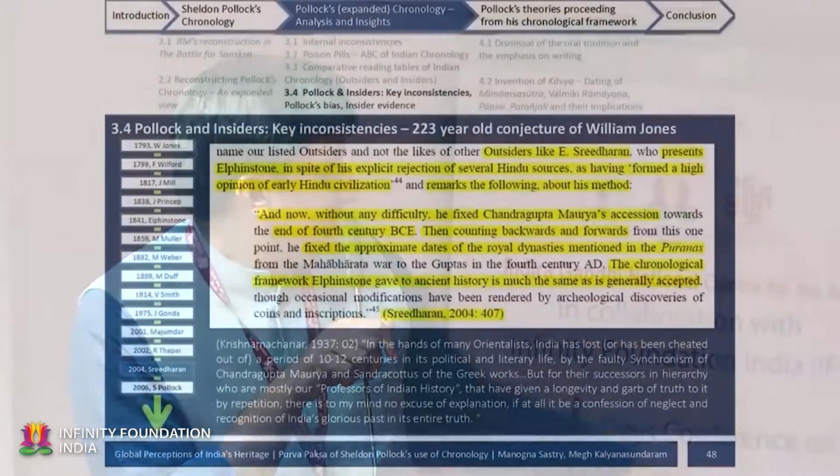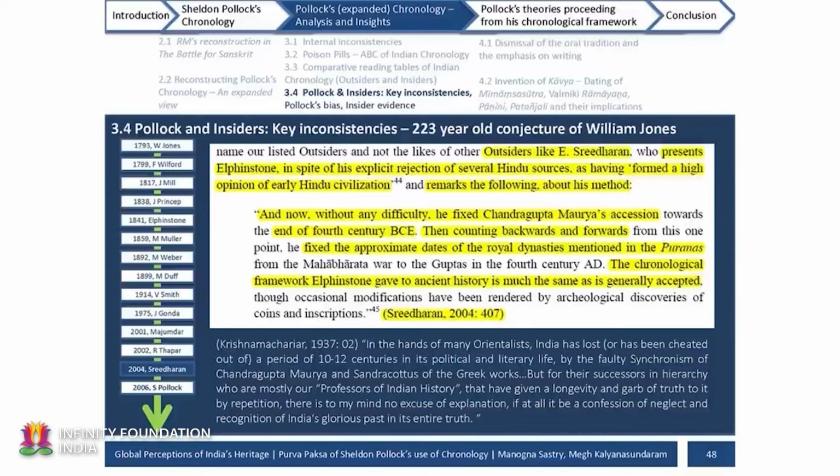Yeah? Okay, so Krishnamacharya in 1937 writes, in the hands of many Orientalists, India has lost or has been cheated out of a period of 10 to 12 centuries in its political and literary life by the faulty synchronism of Chandragupta Maurya and Sandrocotes of the Greek works. But for their successors in hierarchy, who are mostly our professors of Indian history, that have given a longevity and garb of truth to it by repetition, there is to my mind no excuse of explanation, if at all, be a confection of neglect and recognition of India's glorious past in its entire truth.